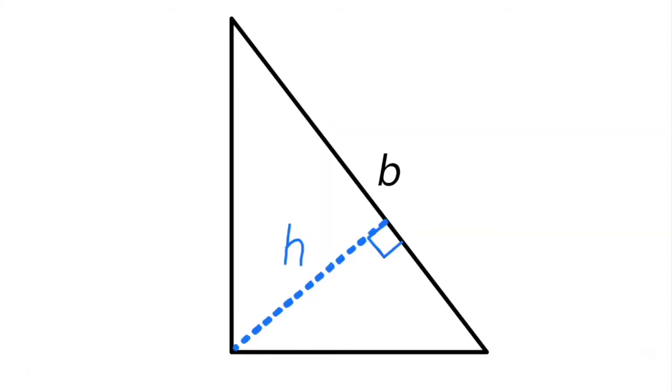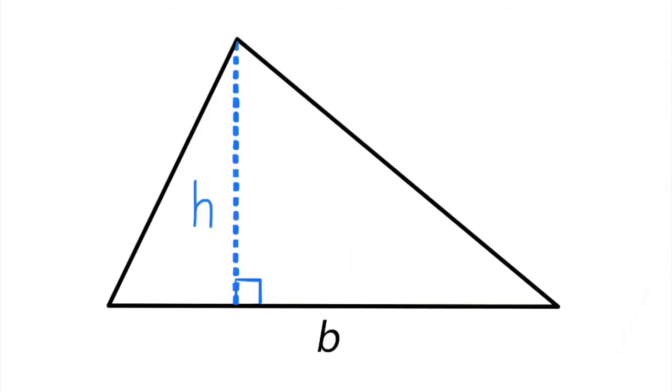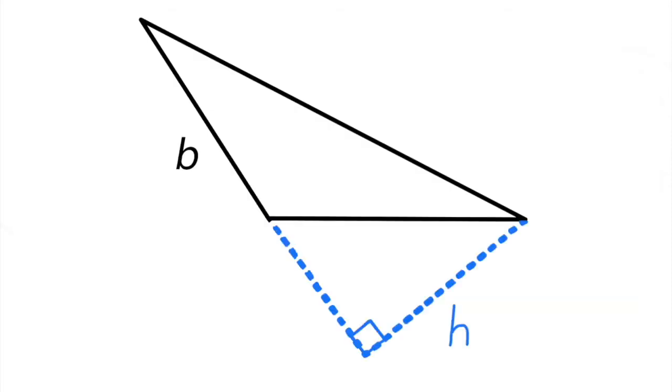Labeled H is the corresponding height at a 90-degree angle compared to the base, B. For the second triangle, here you can see the corresponding height at a 90-degree angle to the base B. And here for the third triangle, you can see H, the height, that corresponds at a 90-degree angle to the base B.